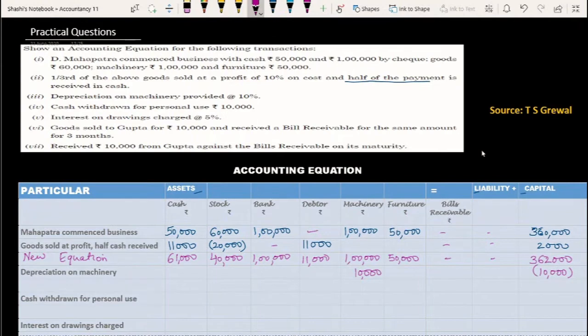As I said, again I'm repeating, capital includes the revenue and income, and excludes the losses and expenses. Okay, coming to this, now we'll write a new equation here.